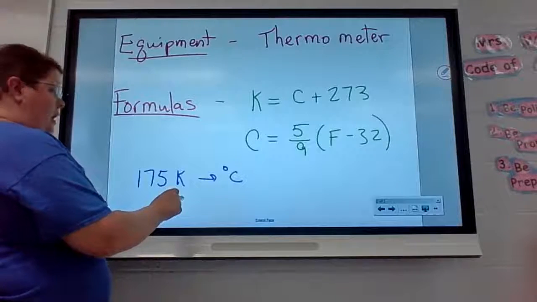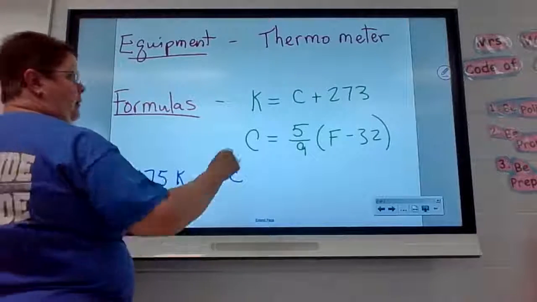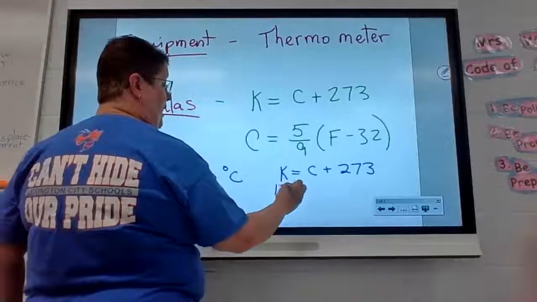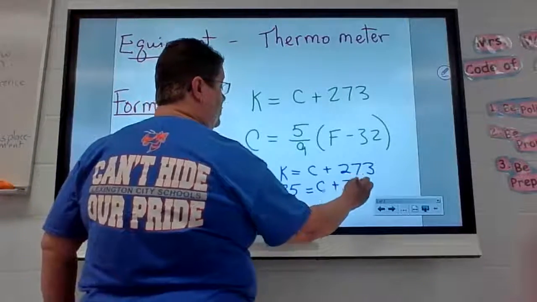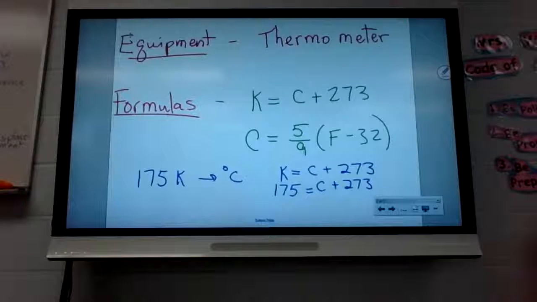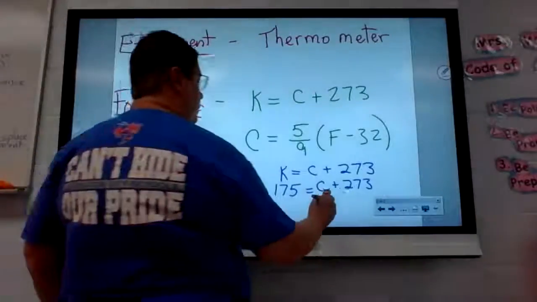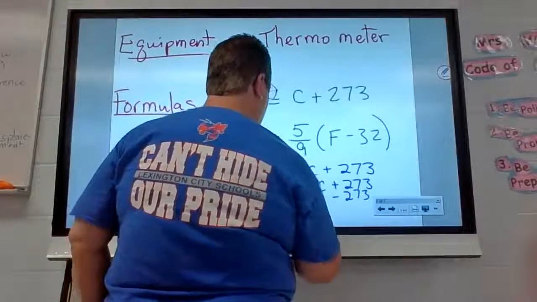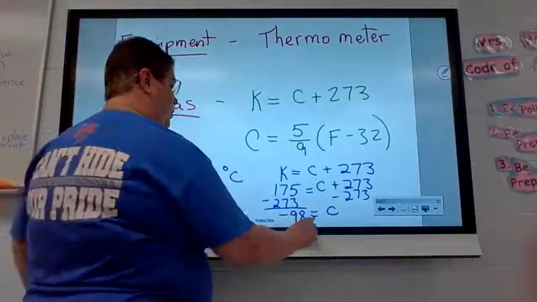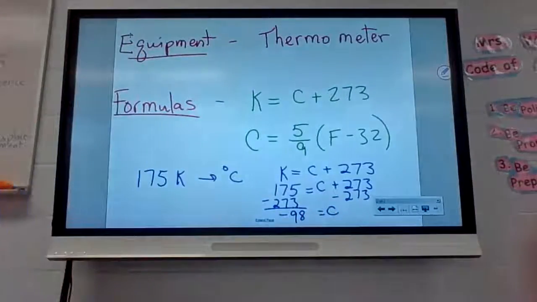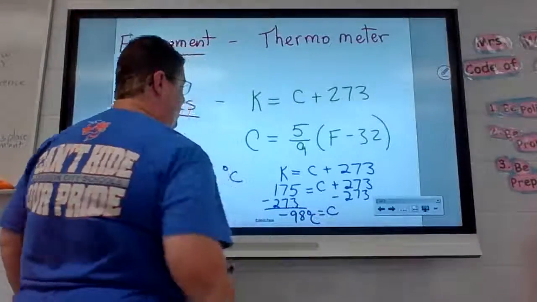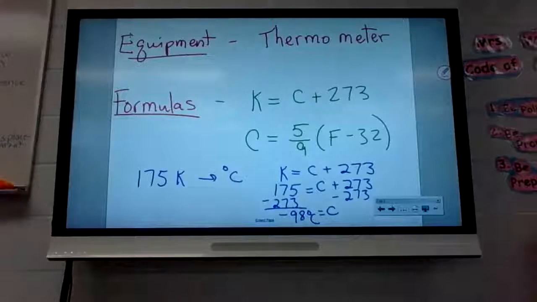Does that make sense? All right, so the 175 is going to get plugged in for the K. If I just write the formula so we can model it, 175 goes where K is. I want C, and plus 273. So if I'm looking for the C, what would I need to do? Subtract 273. So C is going to equal negative 98. Now, when I write my answer, I can't just write C equals negative 98 because C is the variable. It's not the unit. So I have to put degrees C on my answer because that's the unit. C is just the variable we're solving for.